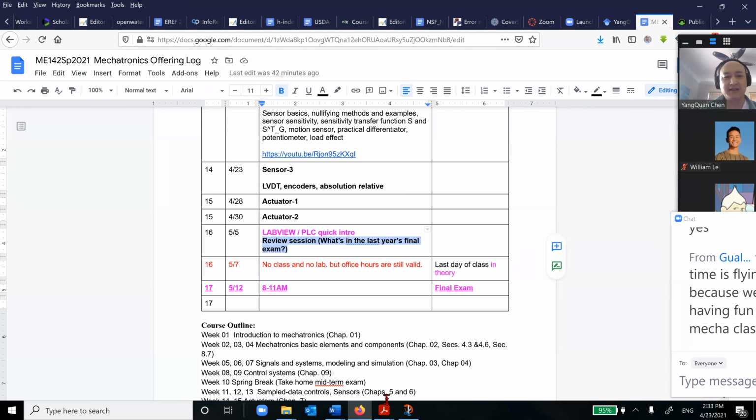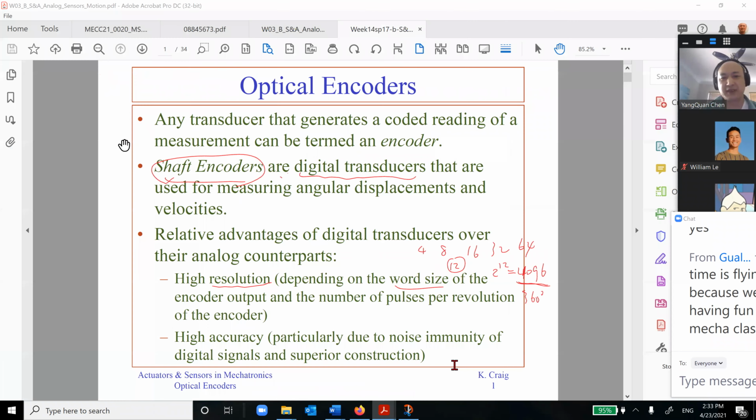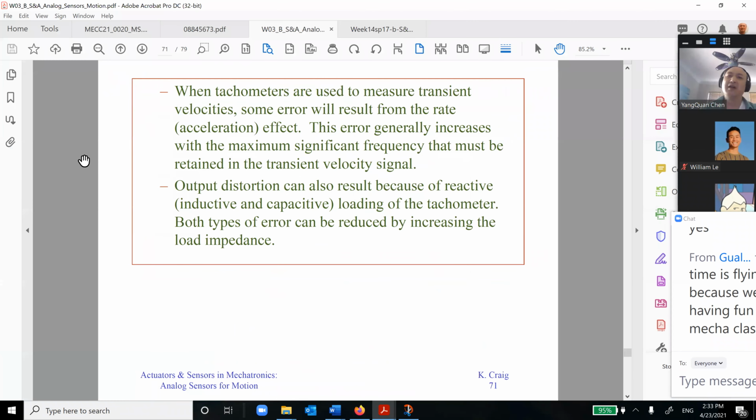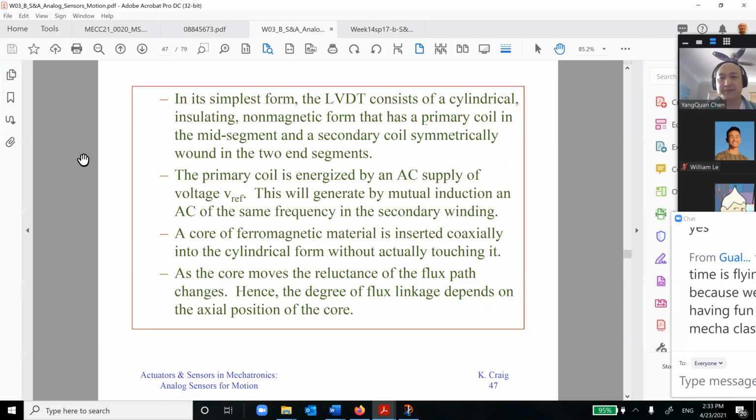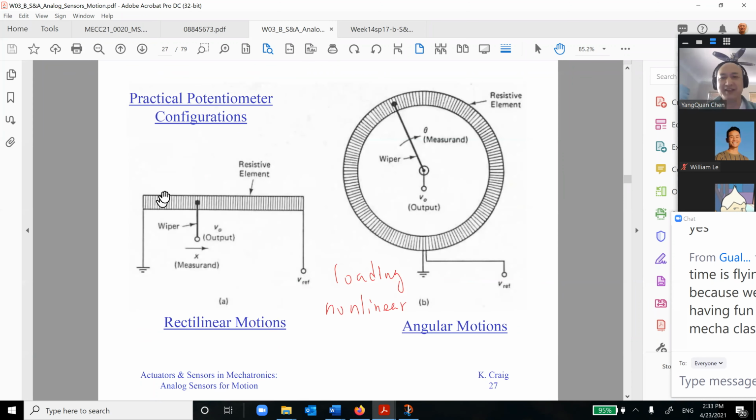Okay, so let's take a look at what we learned last time. For analog sensors, we first went through this. We can use potentiometers to measure linear, rectilinear motion, or rotary motion, to check the angle. In many low-cost solutions, the potentiometer is really the solution.